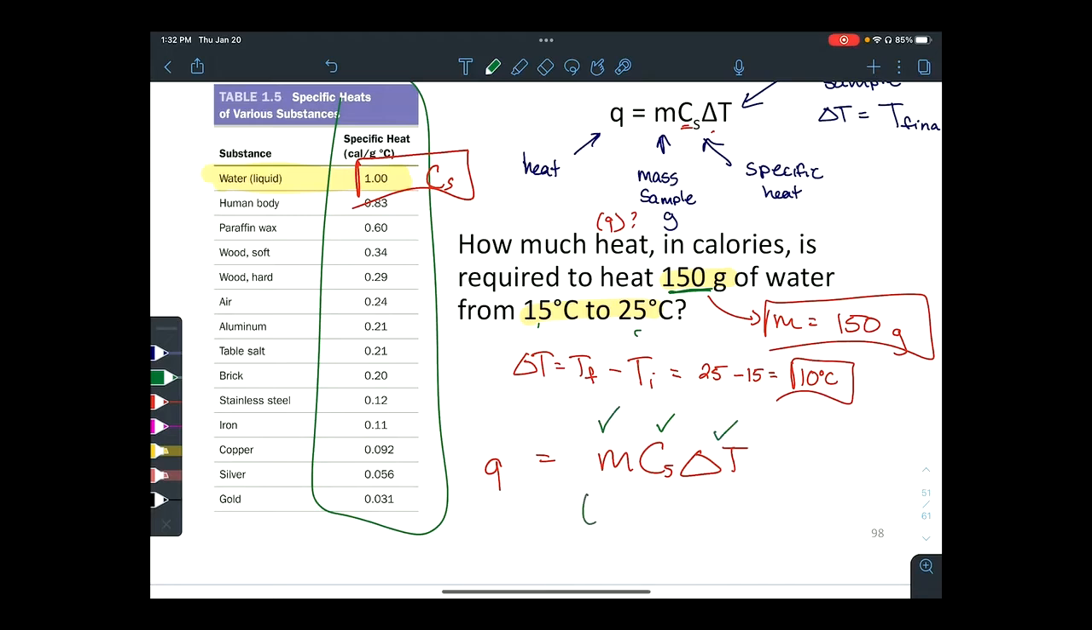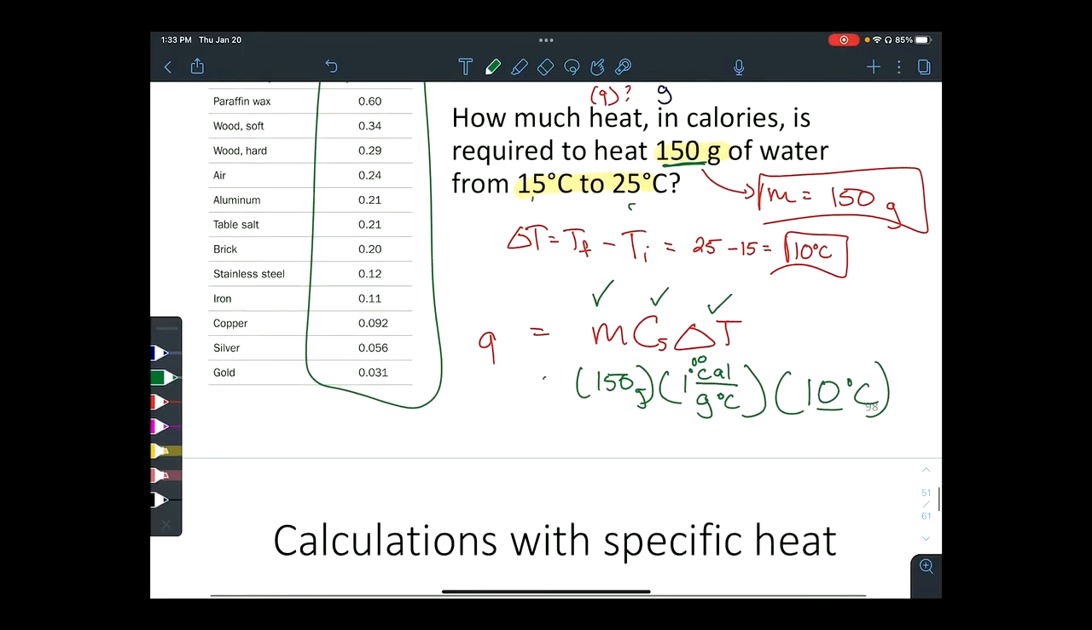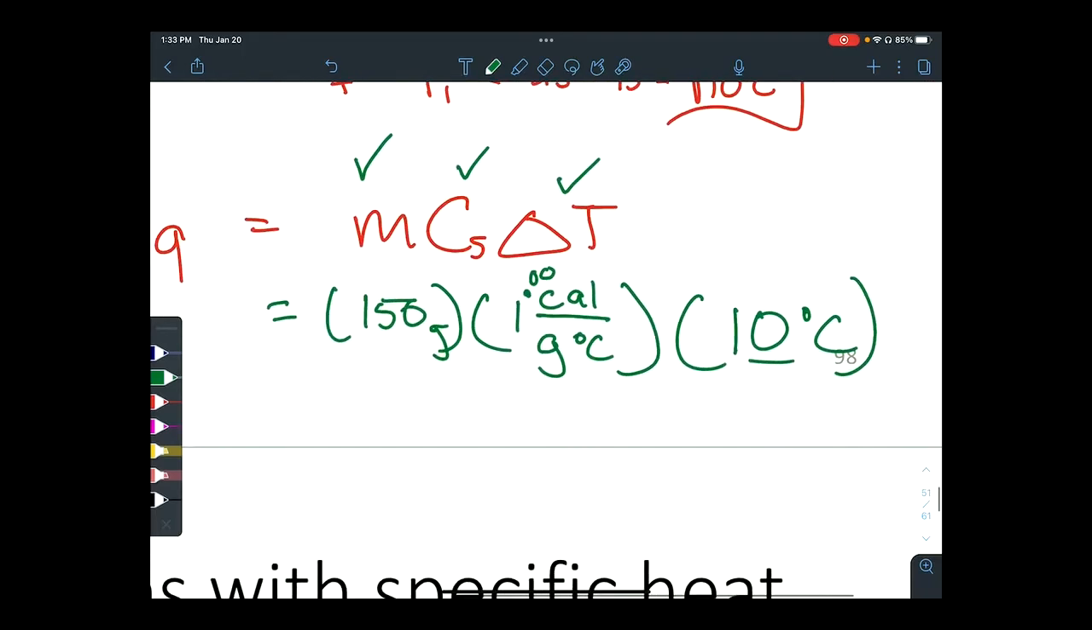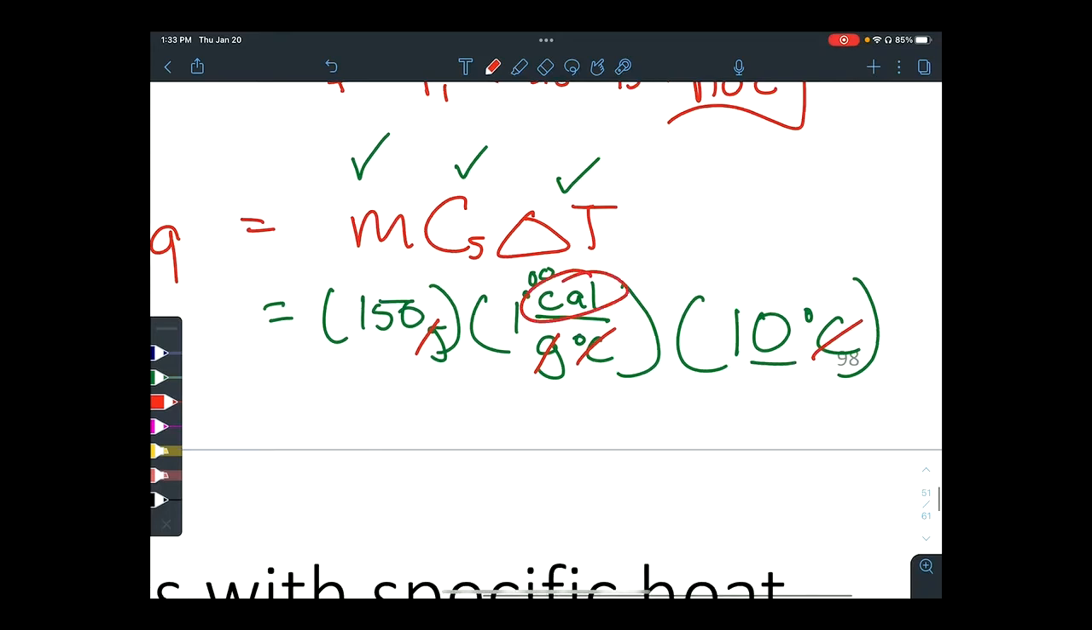So mass is 150. C_s is 1, and I'll just put the unit here so you can see how the units cancel. So it's 1.00, sorry. And then we have our temperature here, and that is 10 degrees Celsius. And that will give us Q in this case. So if we look at these units, grams cancel, and degrees Celsius cancel. So that gives us just the unit of calorie at the end.